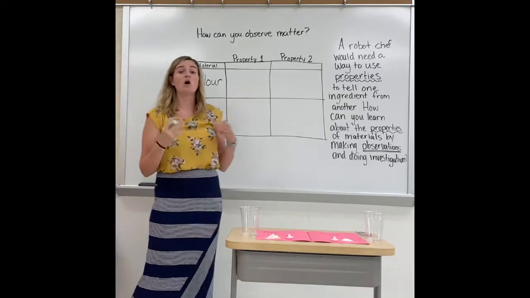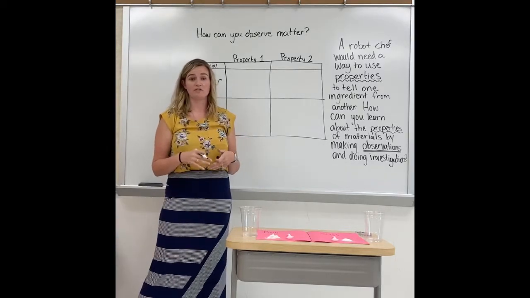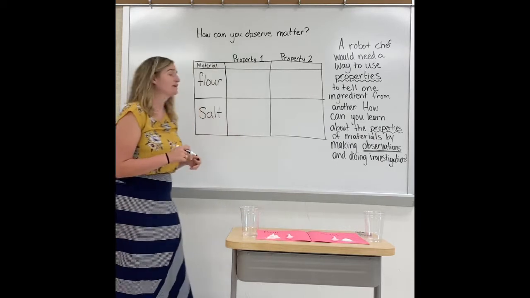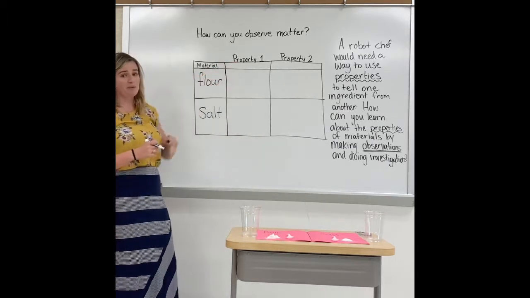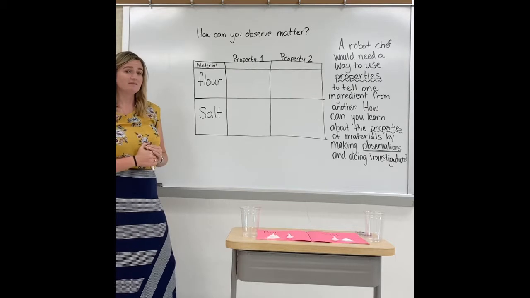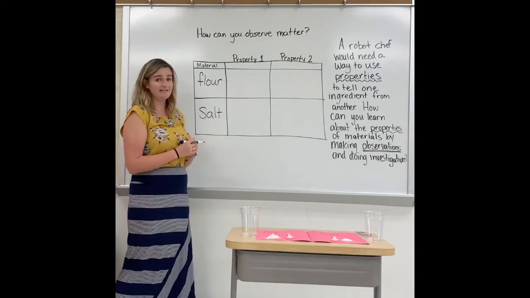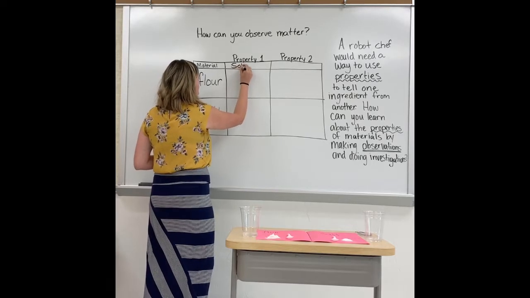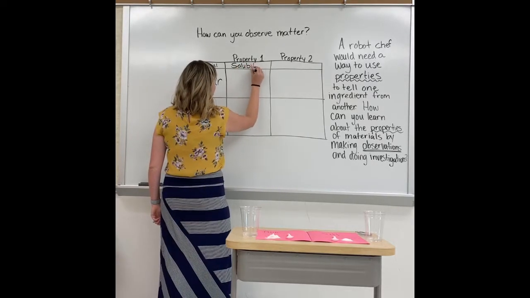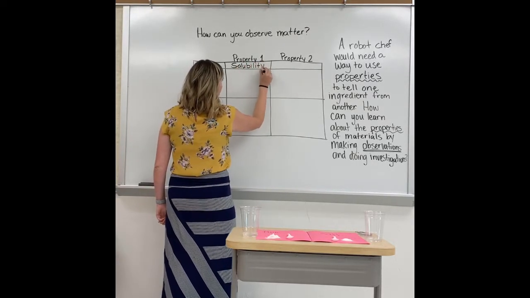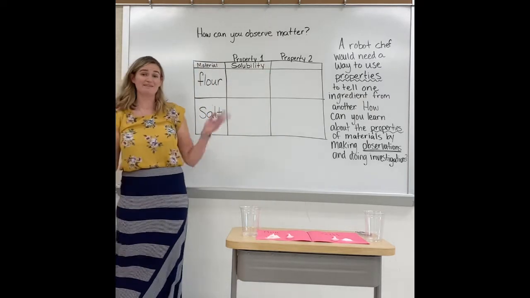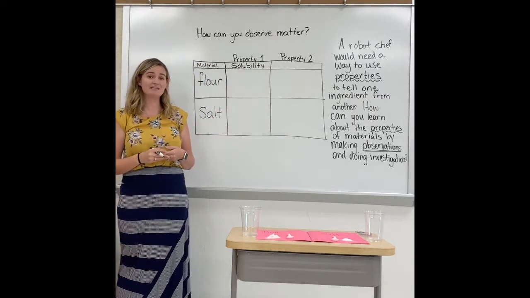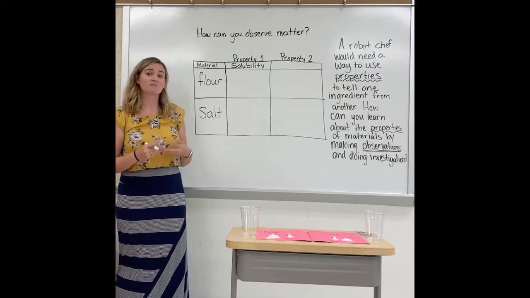Great scientists always record what they're doing in their experiments. Can you remember what the first property was that I wanted to test? Solubility. Can you remember the second thing that I wanted to test? The texture.